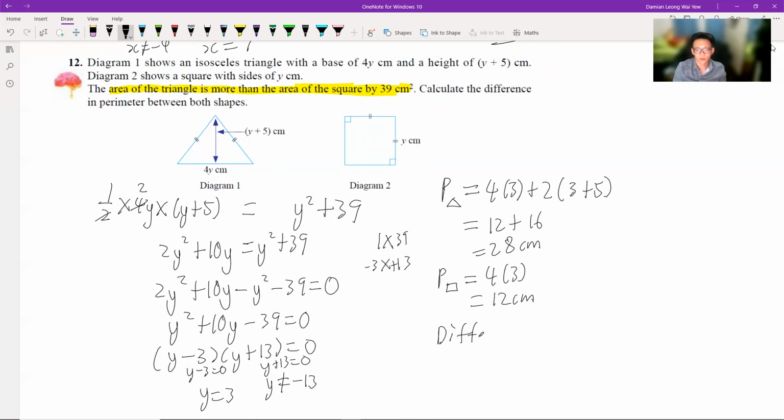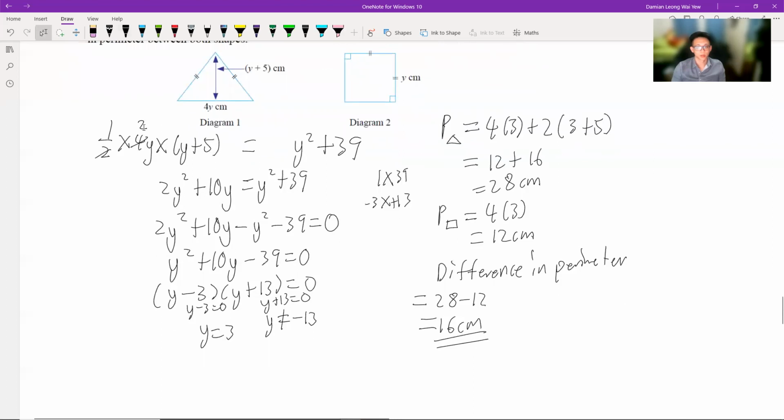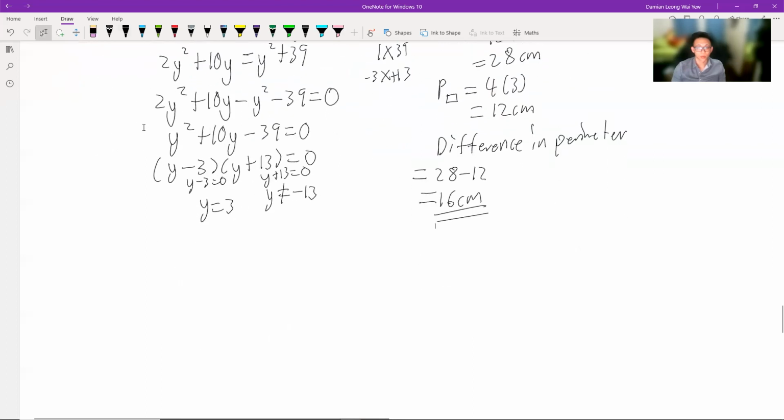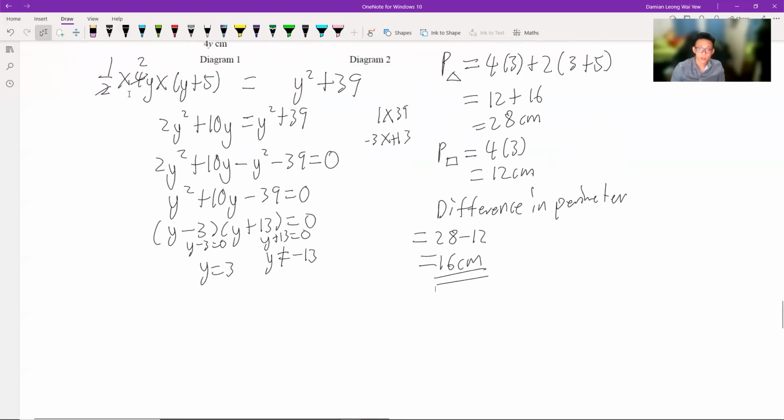So the difference in perimeter will be just minus. Just take the larger number minus the smaller number. So it will be 16 cm difference. Basically that is how we find question 12 here. Now, let's move on to the next one.